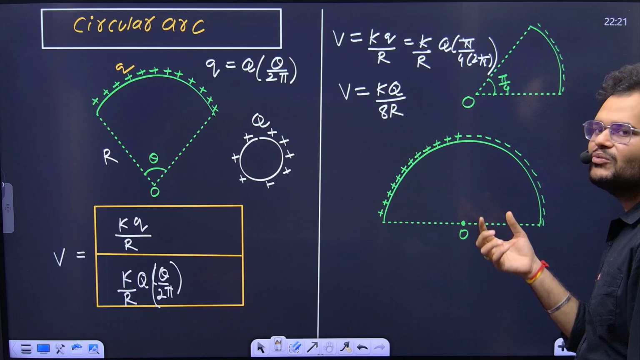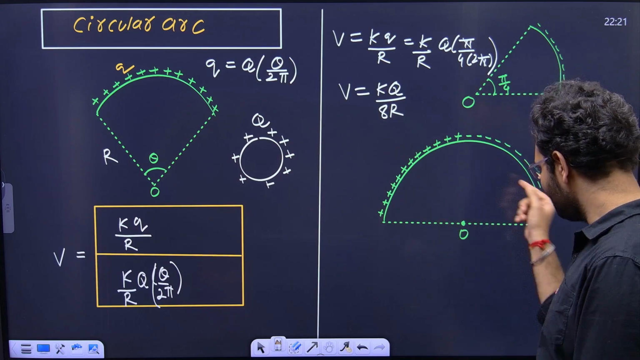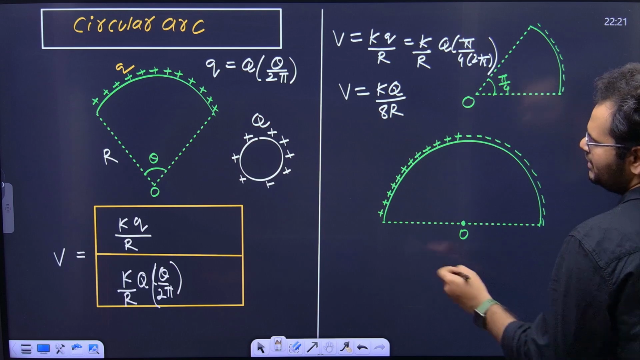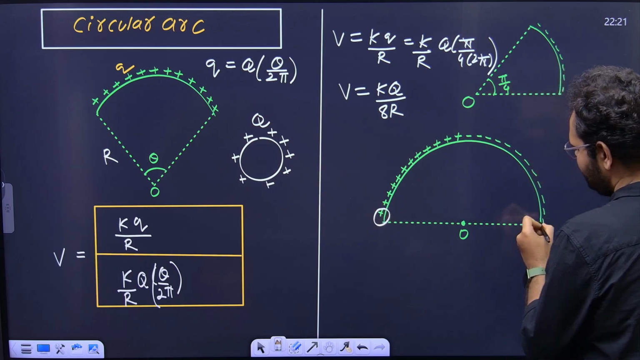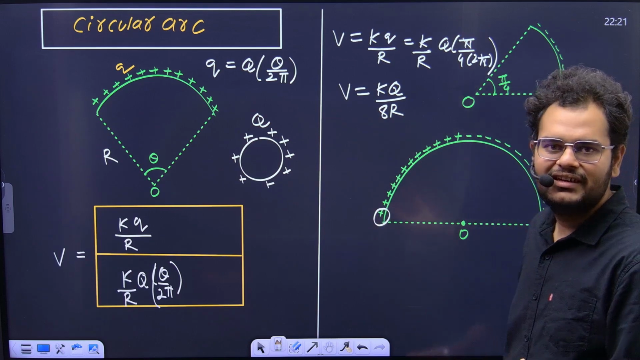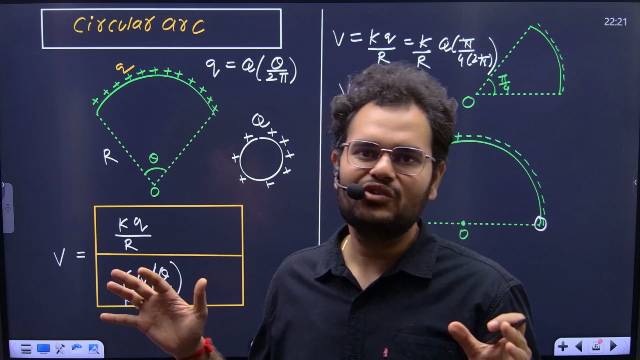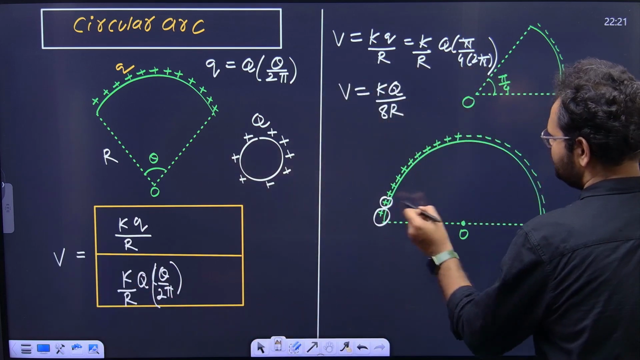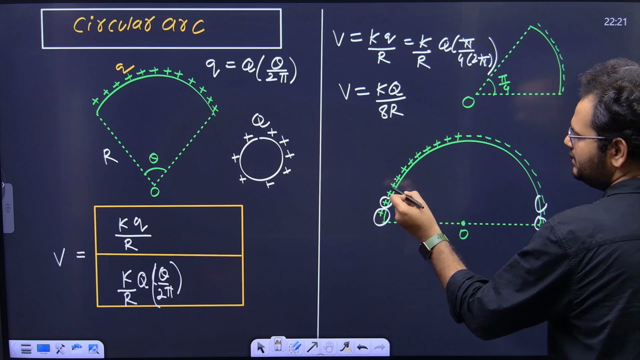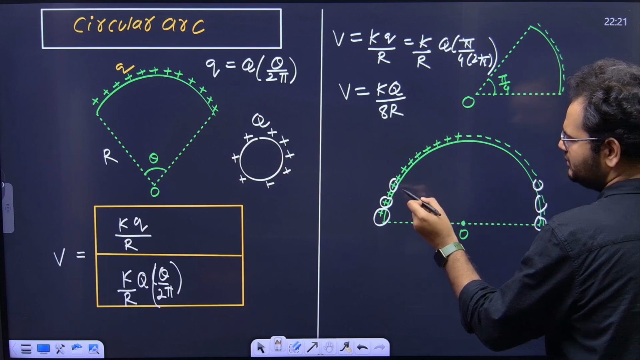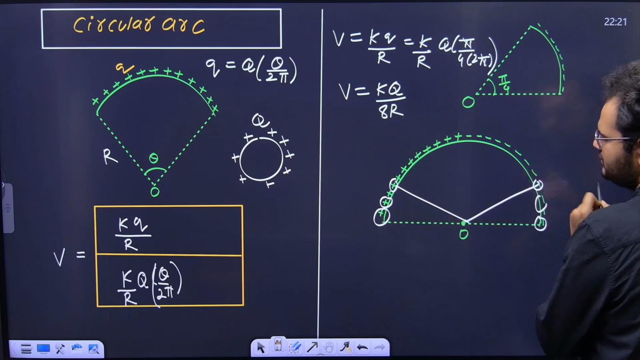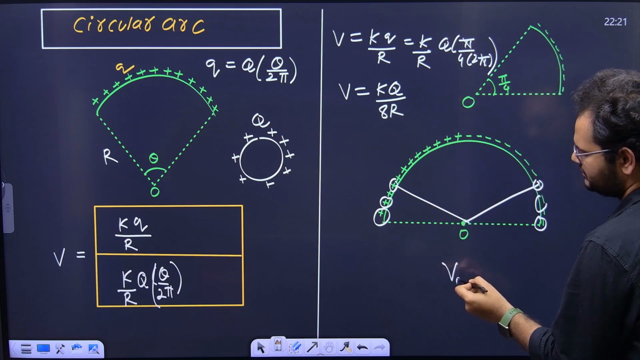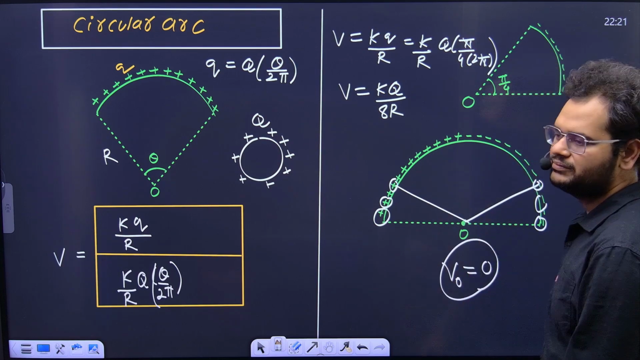Can you tell me what is the potential at O? Sir, it is 0. Yes, absolutely it is 0. See, this plus charge potential and this minus charge potential will be cancelled. Potential is not a vector quantity, it is simply scalar, you can add directly. Similarly, these two charges are symmetric, the distance is the same, so they cancel each other, and the potential at the center is equal to 0.